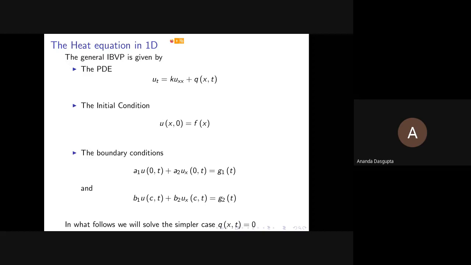So we will simplify our discussion simply by saying let's take q(x,t) equal to 0 so that it just becomes the homogeneous heat equation. ∂u/∂t is k ∂²u/∂x².